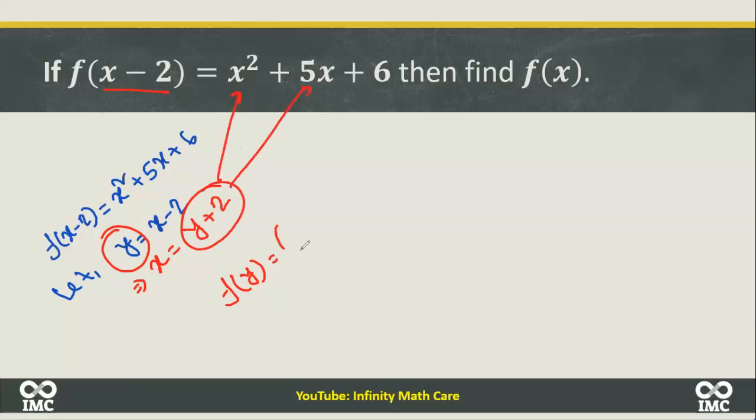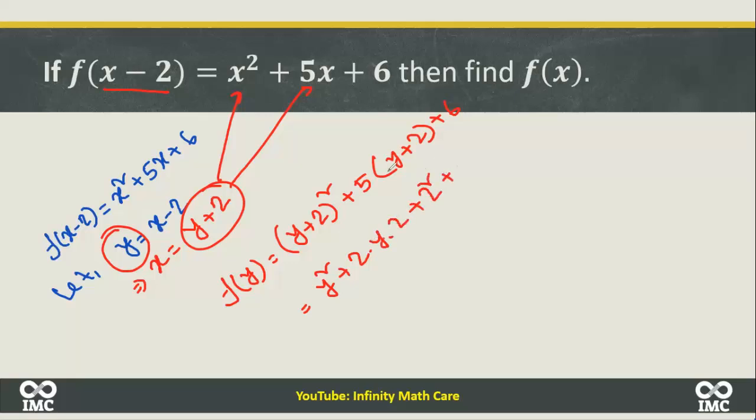So here we will get (y plus 2) whole square plus 5 into (y plus 2) plus 6. Now, expand. If we want to do the expanding, we can find out (y plus 2) whole square. That is the formula of (a plus b) whole square, that is the algebraic identity. That is y square plus 2 into y into 2 plus 2 square. And multiplying y plus 2 by 5 will be 5 into y, 5y, 5 into 2 is 10, plus 6.